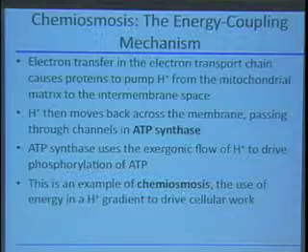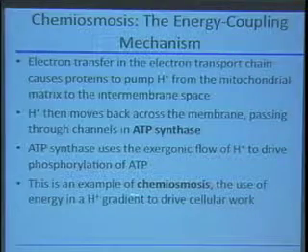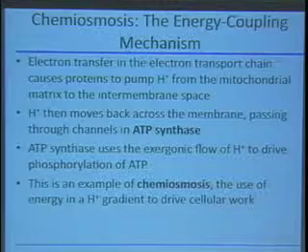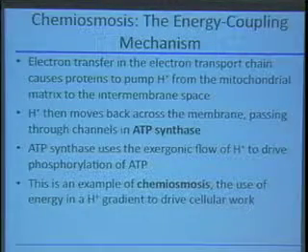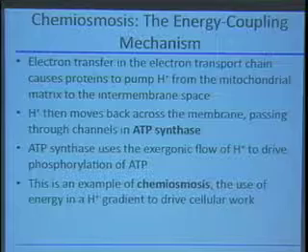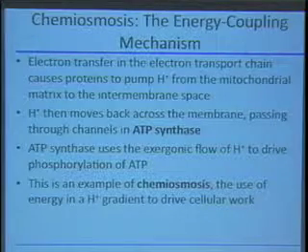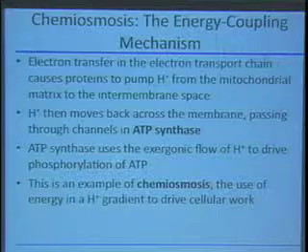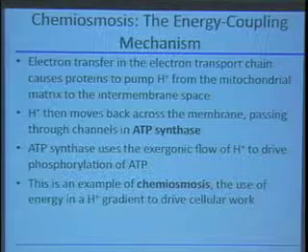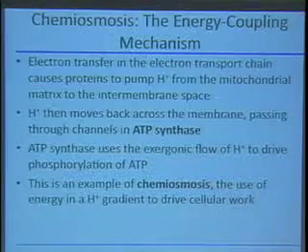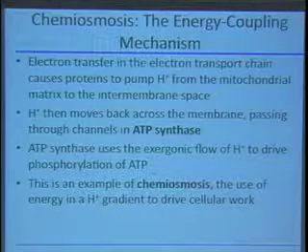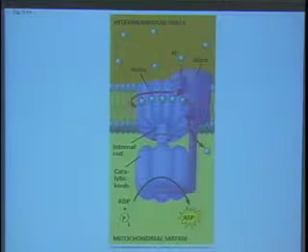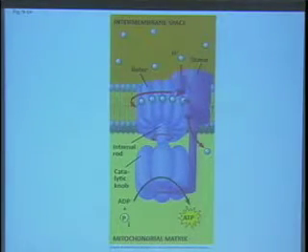And this is an example of what's called chemiosmosis, the use of energy in a proton gradient to drive cellular work. Okay, so Peter Mitchell first proposed this in 1961, and people thought he was crazy, right? Nobody believed it for a long time because it was so wild. But in the end, he was proven to be correct. And in 1978, he won the Nobel Prize for this discovery. Very important discovery in biology.